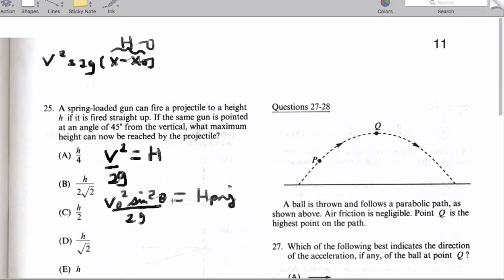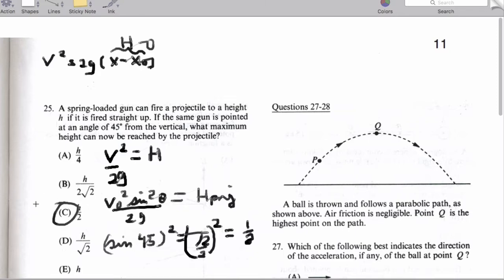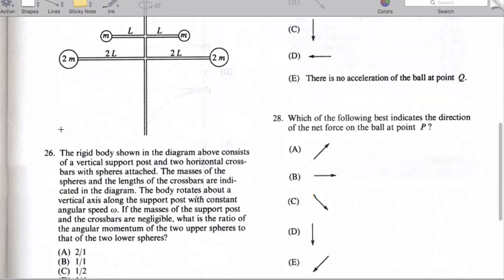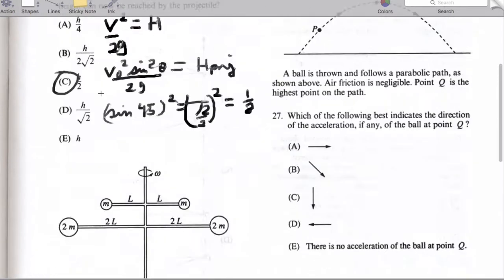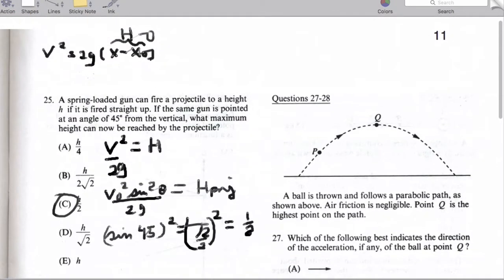Now we're at 45 degrees, right? So let's be clear. The sine of 45 squared is actually root 2 over 2 squared, and that's 1/2. So what we're going to end up getting is that the maximum height of the projectile is only half of the original height. 26 we skip. We're not doing torque yet until after break is what I'm trying to say.